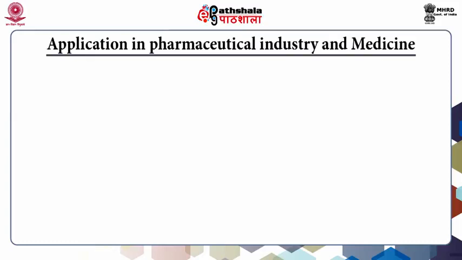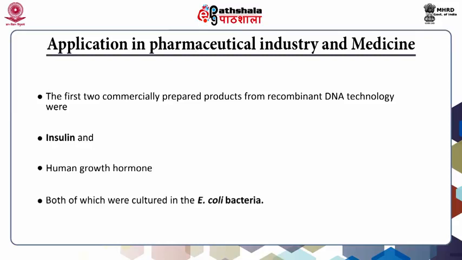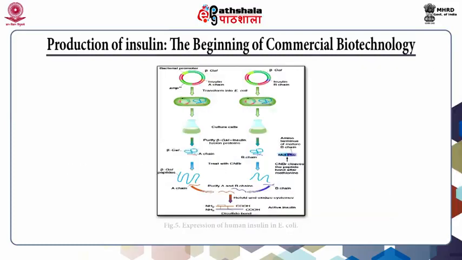Genetic engineering has also got wide application in the pharmaceutical industry and medicine. By genetic engineering, a variety of medical products are available today. Among these products, insulin and human growth hormone were the first commercially available products obtained from recombinant E. coli. Recombinant insulin is the result of successful genetic engineering.